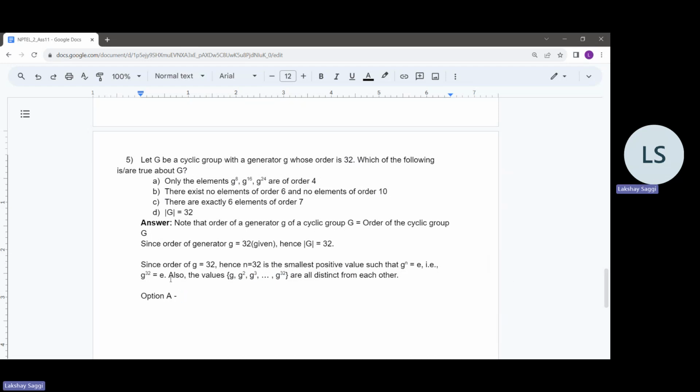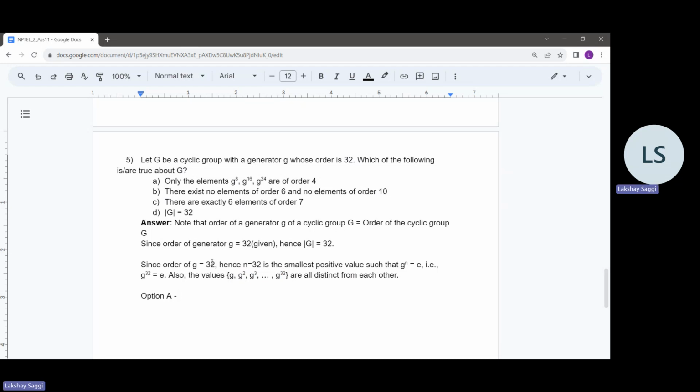So why is this important? These two claims are actually very important to us. This g to the power 32 is actually equal to e, or I refer to e as sometimes 1 also, because if we take multiplication, then in multiplication the identity is 1. So g to the power 32 is equal to e, and also g, g squared, g cubed till g to the power 32 are all distinct from each other. So these are two important things.